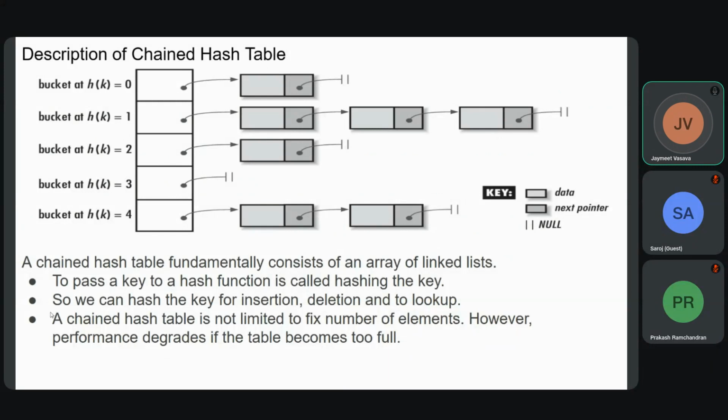So I'll just read out a few of the points. A chain hash table fundamentally consists of an array of linked lists. To pass a key to a hash function is called hashing the key. So we can hash the key for insertion, deletion, and lookup.